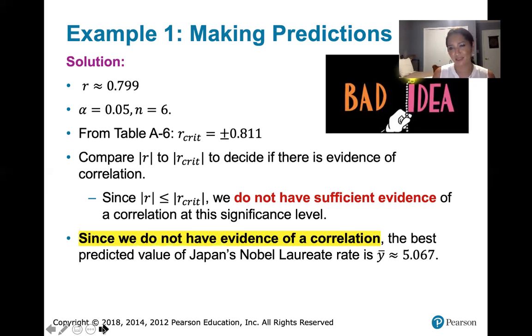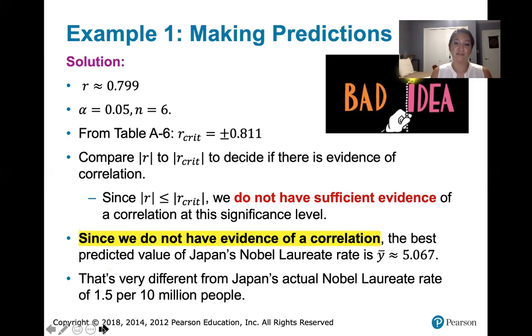Since we don't have evidence of a linear correlation, the best predicted value of Japan's Nobel Laureate rate, regardless of the X value that they had, is y bar equals 5.067. That's 5.067 Nobel laureates per 10 million people. That's actually very different from 1.5 Nobel laureates per 10 million people. That's what you do if you don't have sufficient evidence of a correlation. You go and you use y bar.